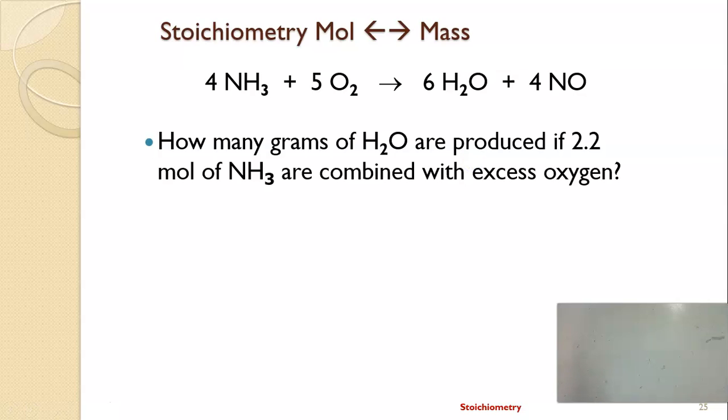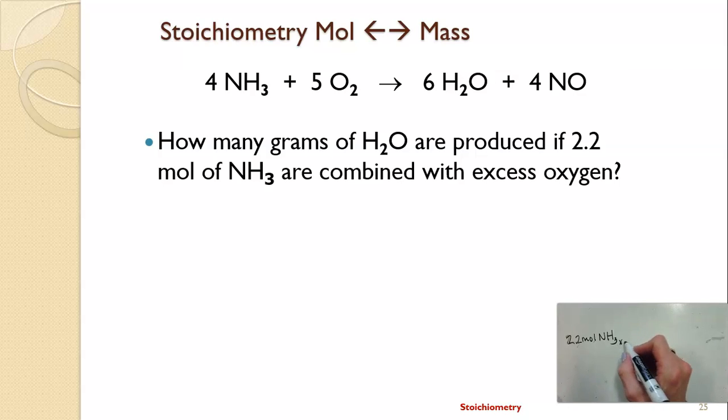So, how many grams of water are produced if 2.2 moles of ammonia are combined with excess oxygen? All right, well, we're no longer going from mole to mole. We're now going from moles of something to mass. Okay, this is different. We got to convert things into moles to make it work. So I start with my given, 2.2 moles of ammonia. Okay, I want to convert to mass of water. But first I have to convert to moles of water.